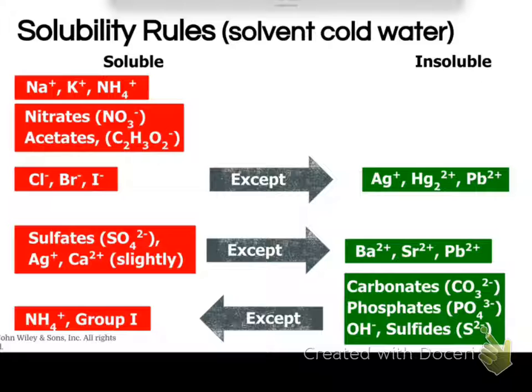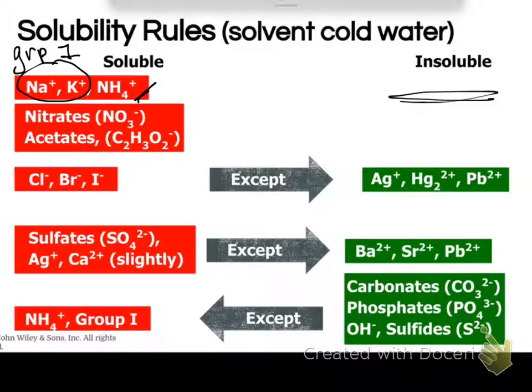Another way to present the same exact information is in a chart like this, where the things that are soluble are in red, and the things that are insoluble are in green. So what we notice is that basically all of group 1 is always soluble. There are no exceptions over here. There's nothing we can pair group 1 elements with to make them solid. Similarly, ammonium, always soluble. It doesn't matter what you match it with. It's always going to stay aqueous.